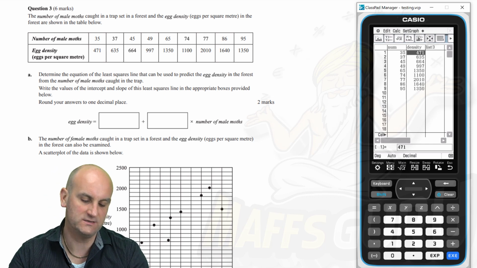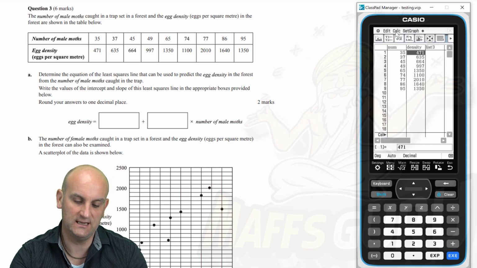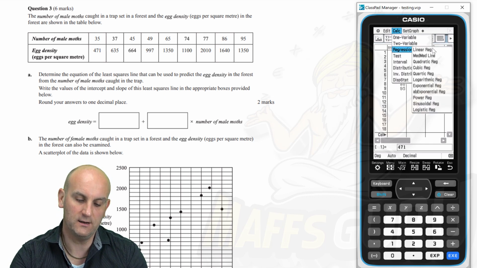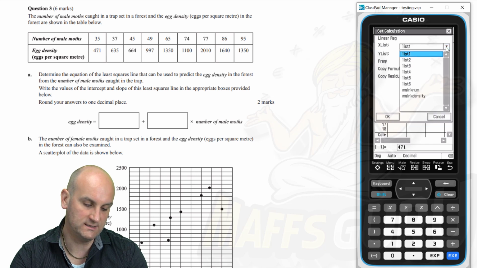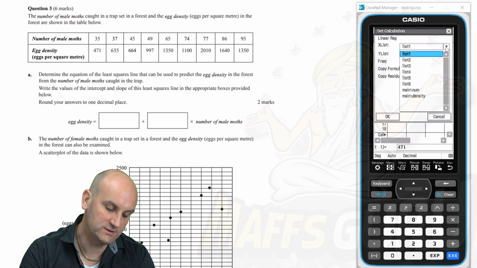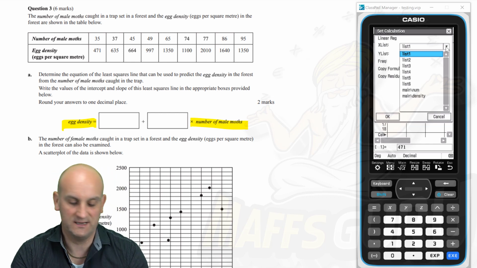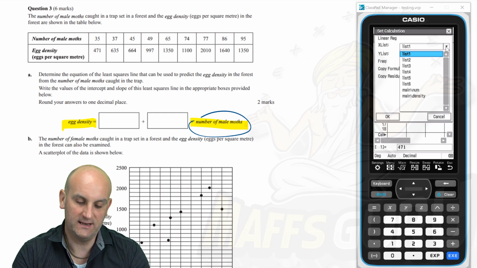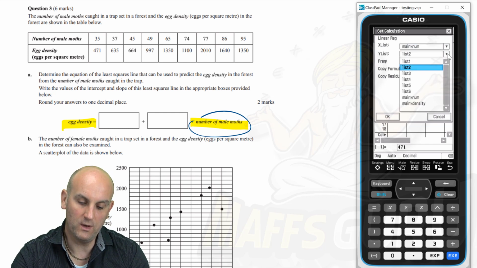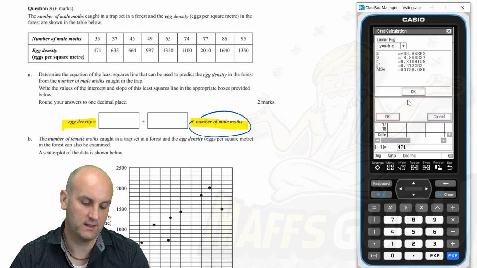Yay! Determine the equation of the least squares line. I don't need to graph this because I'm just going to go calc, regression, linear regression. Okay, what is on the bottom? Well, we can tell from this equation here, they've already filled it in. Let's actually use a highlighter there. We've already filled it in with egg density and number of male moths. Which one is my response variable and which one's my explanatory? Here is my explanatory, the number of male moths. So my X list would have to be num and my Y list would have to be density. Click on OK, and there we go, up comes my information.